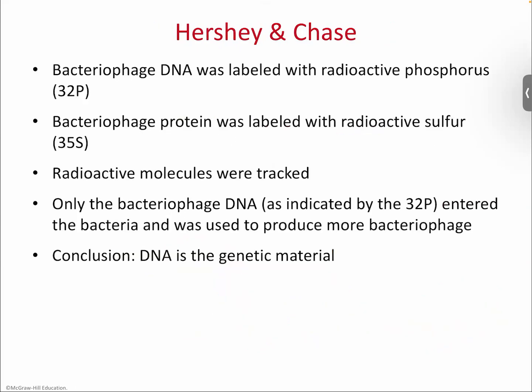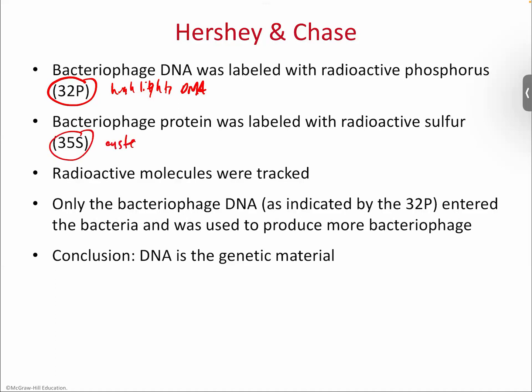So what they did was differentially label DNA and protein, which you can do. You can use the radioactive isotope of phosphorus, P32. This basically will highlight DNA. So you feed your bacteriophage P32, and it'll incorporate into the DNA only, but not the protein. Then you can use S35.